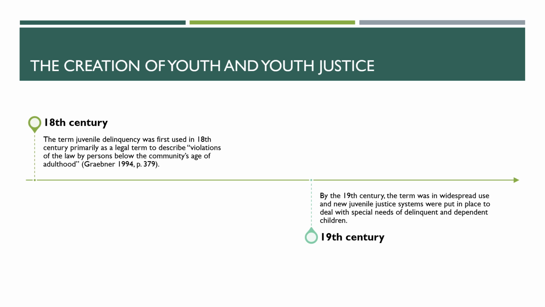The creation of the idea of youth and youth justice. Clearly we get the term juvenile delinquency used towards the end of the 18th century, post-industrialization, especially as people are moving into those cities, and youth violations of the law become more prominent. It's used pretty consistently over time to just talk about violations of the law by people below a community's age of adulthood. But the 19th century, right, it's pretty widespread, especially in the Anglo-American context.